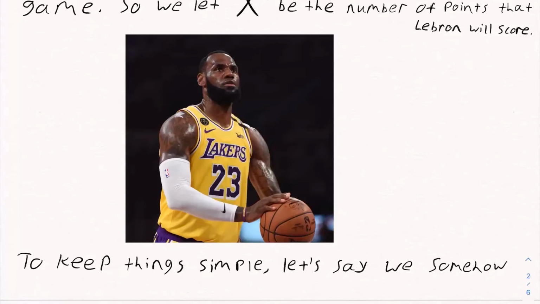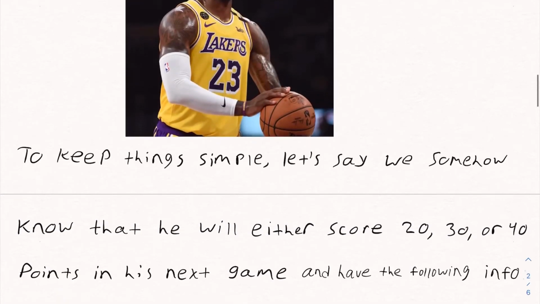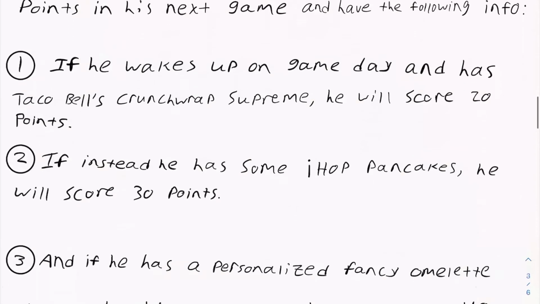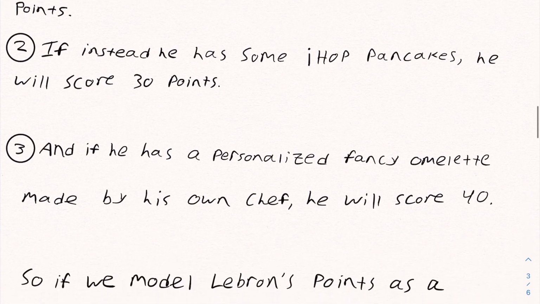And to keep things simple, we're going to say somehow that we know that he will either score 20 points, 30 points, or 40 points next game, and say we have the following information. So let's say that we have these three different scenarios. So in the first scenario, let's say if LeBron James wakes up on game day and he eats Taco Bell's Crunchwrap Supreme, he will score 20 points. Let's say we know that for simplicity. Option 2 is he wakes up and for breakfast he has some IHOP pancakes. And let's say that we know if that happens he's going to score 30 points. Then lastly, if he eats some fancy omelet, made by his personal chef, then he'll drop 40 points on his next game. So these are our three scenarios.